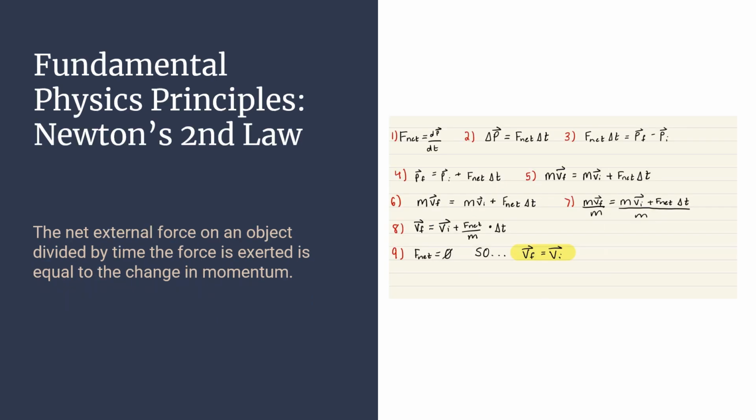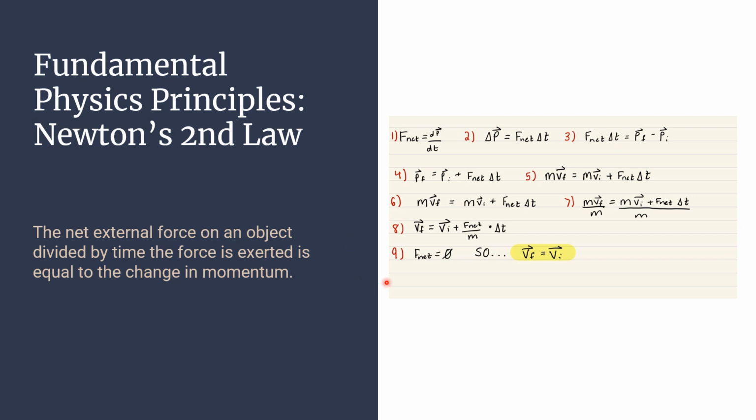This lab primarily deals with Newton's second law, which states that the net external force on an object divided by time the force exerted is equal to the change in momentum. And through these equations, we can see this. So looking at the first equation, which is kind of the main equation, you can derive multiple equations as shown below. And finally, we can derive that the final velocity is equal to the initial velocity plus F net over m, which is mass, times time.